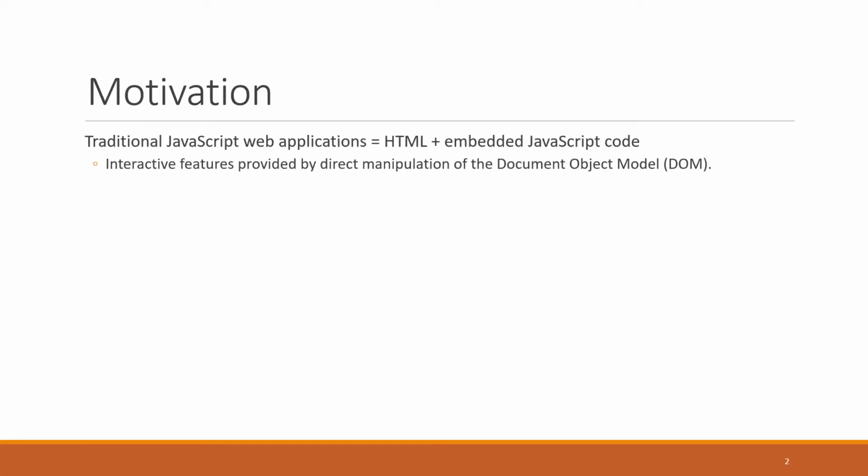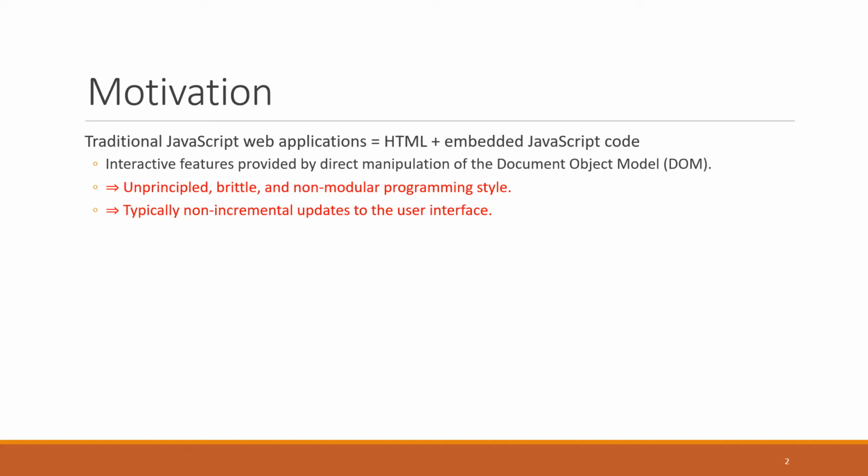So let's talk about web applications. Traditional JavaScript web applications were written as a combination of HTML and embedded JavaScript code. To provide interactive features, this JavaScript code embedded in the HTML would perform direct manipulation of the document object model, for example, inserting elements or deleting elements. The problem with this approach is that it's very unprincipled, and so it easily becomes brittle, and it's also very non-modular. It's hard to reuse code. Moreover, it's often non-incremental in the sense that if a small change occurs, that might still cause large parts of the page to be re-rendered.